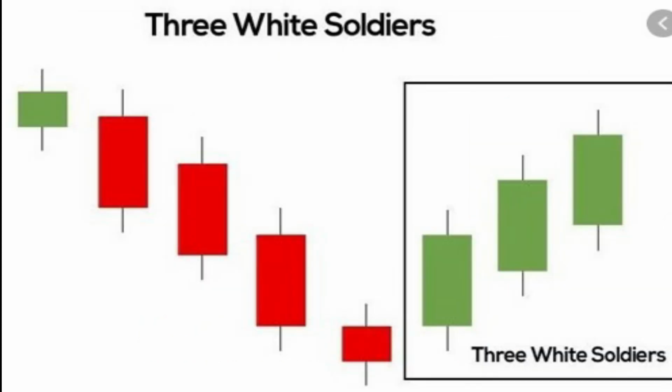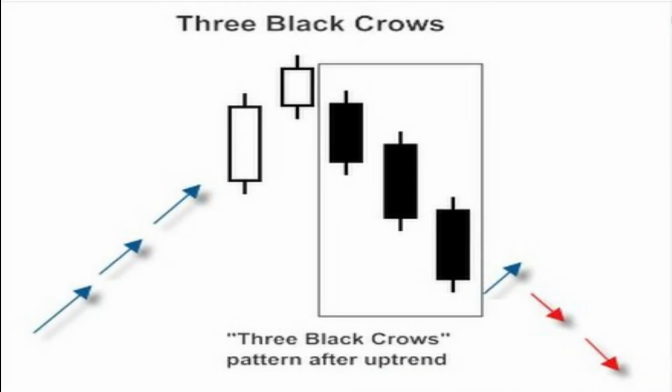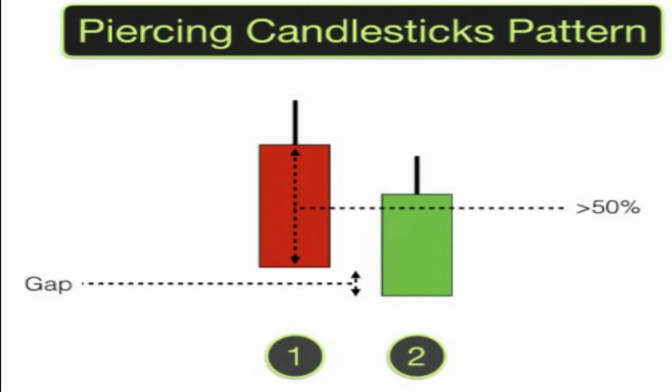Three white soldiers or three green soldiers. Three long white sessions with higher closes each day. Powerful buying action is at work. Three black crows. Three consecutive sessions of selling will worry bulls and may lead into a sell-off.